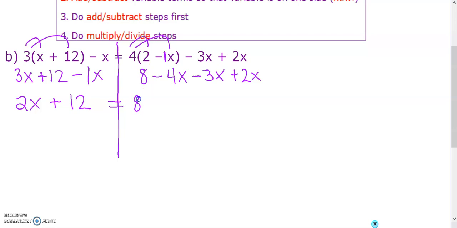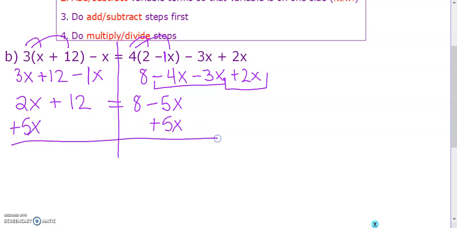Let me pull down my 8 to begin with. So minus 4 minus 3 is negative 7. And then when I add 2 to that, I get a minus 5x. Just like in our previous examples, we're going to take our x terms and move them over to the left side. So I currently have a minus 5x. I'm going to add 5x to both sides. 2x plus 5x is 7x. Bring down the 12 equals 8.